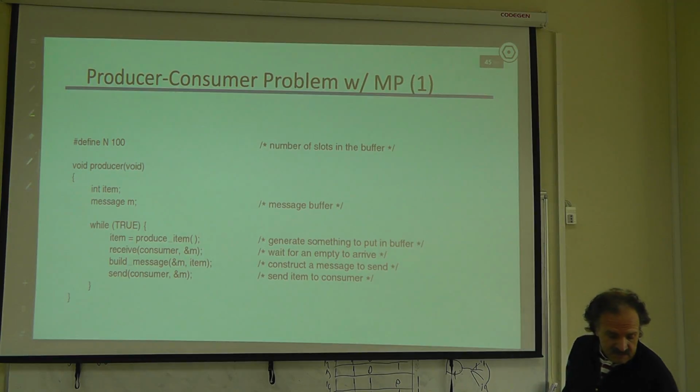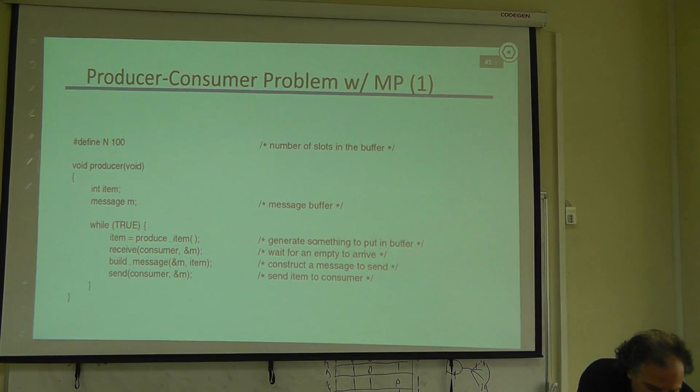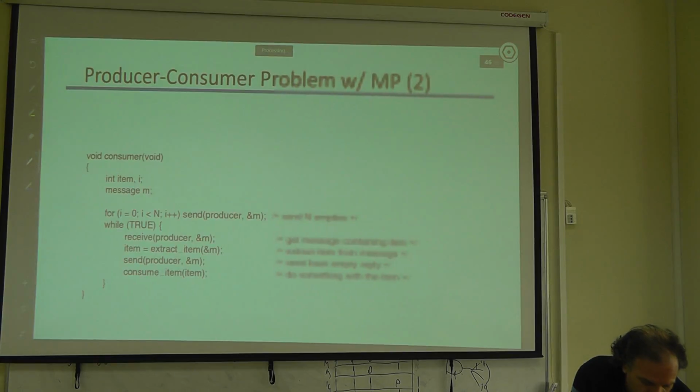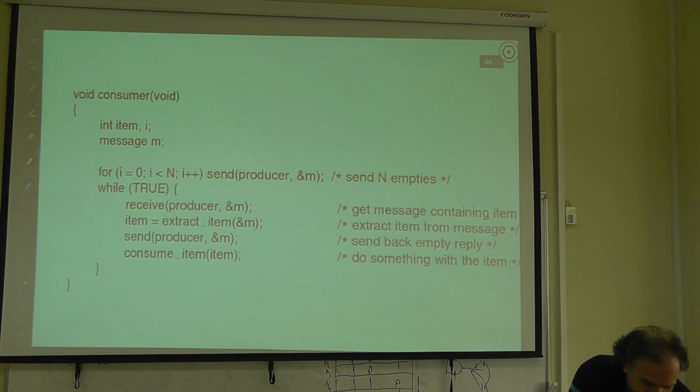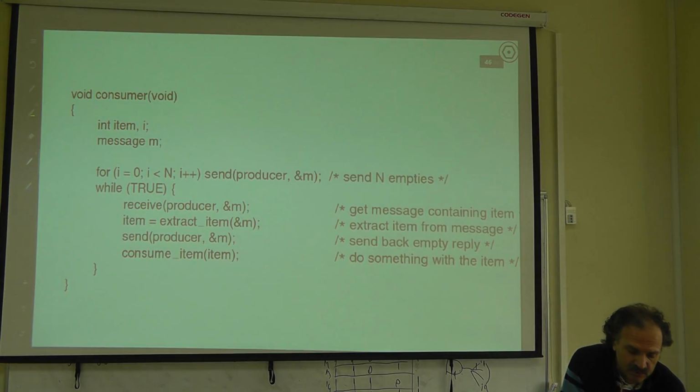Okay, so this is my producer code. This n is 100, the number of slots in the buffer. Let's look at the consumer code first. It's more interesting. Remember n is 100. I have 2 items and I have a message. For 0 to n, send producer m. So it sends n empty messages to the producer.